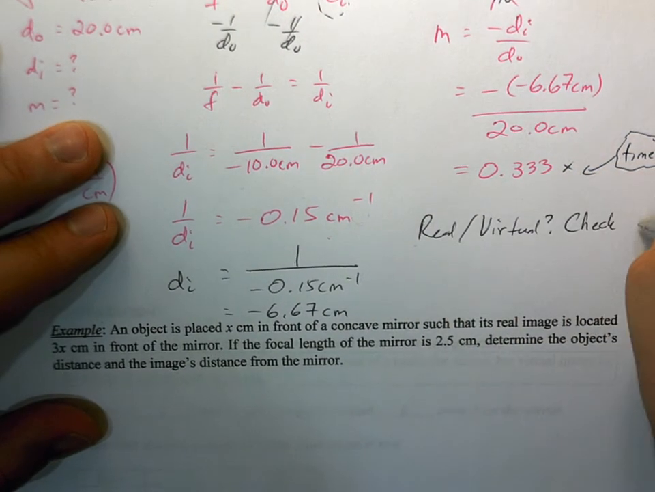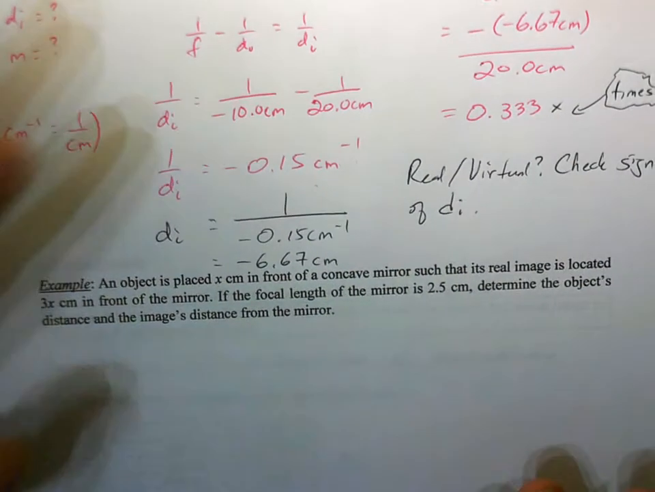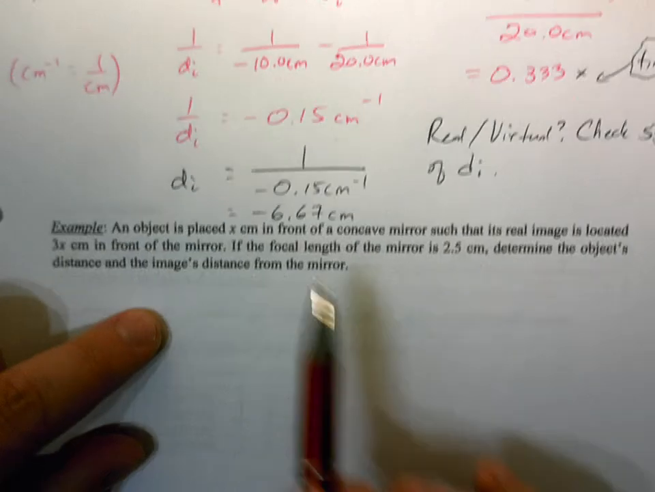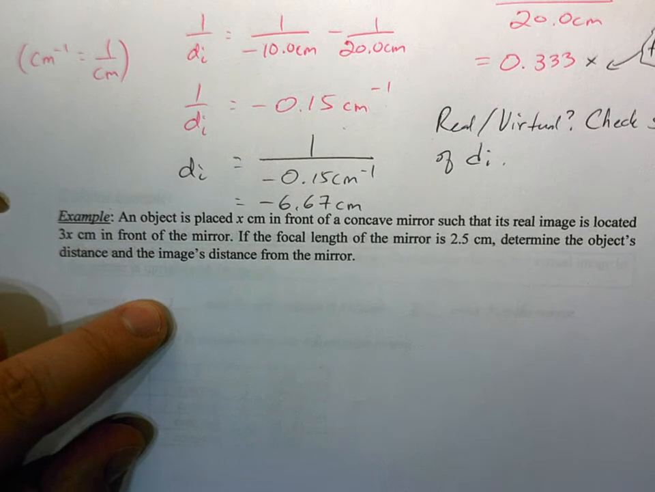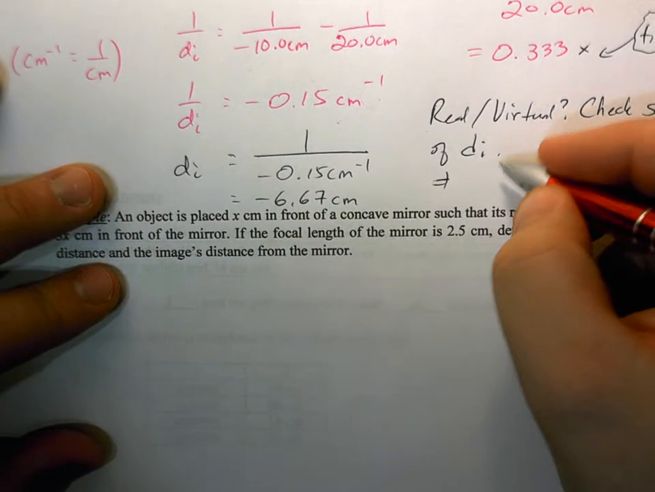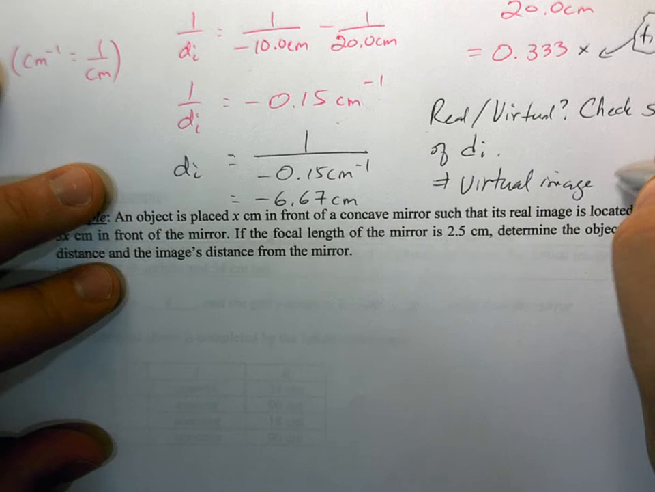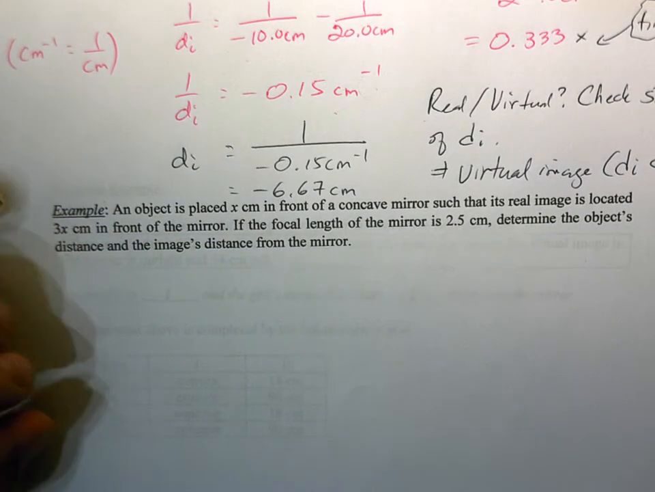So we're going to check the sign of DI. Not DO, not HOM, any of that. We're checking the sign of DI. If DI is positive, that is for a real image. If DI is negative, it's going to be a virtual image. Because DI is negative, that's telling us it's on the other side of the mirror relative to the object. This is going to be a virtual image. So it's a virtual image just because that image distance is negative.